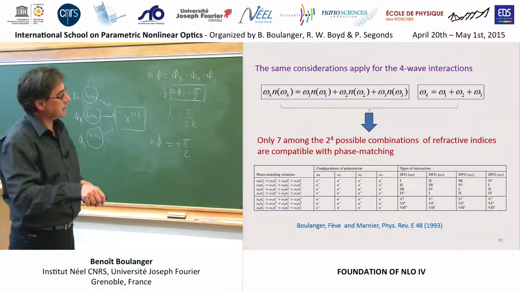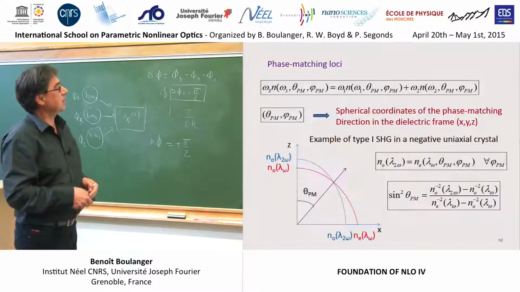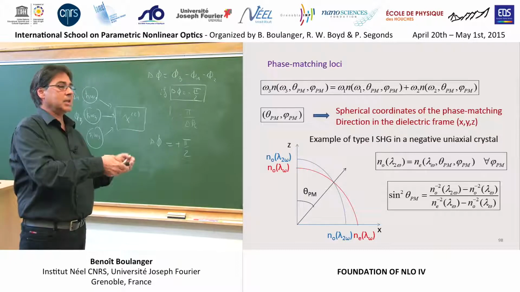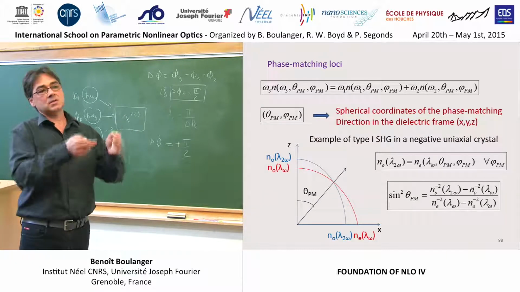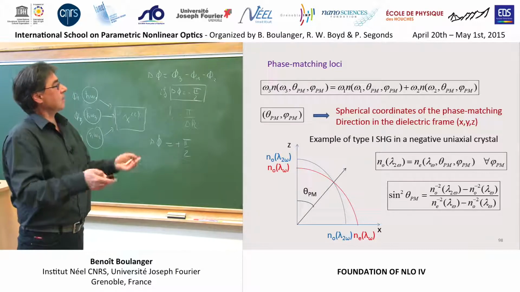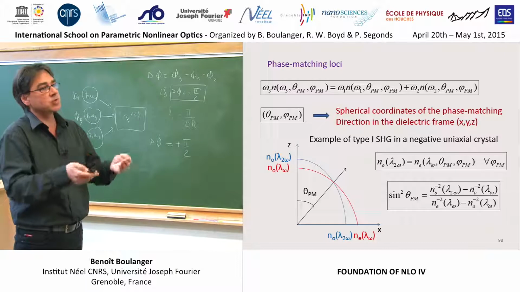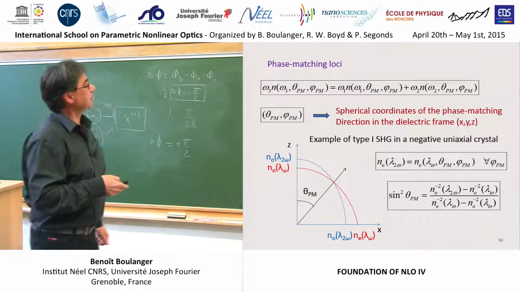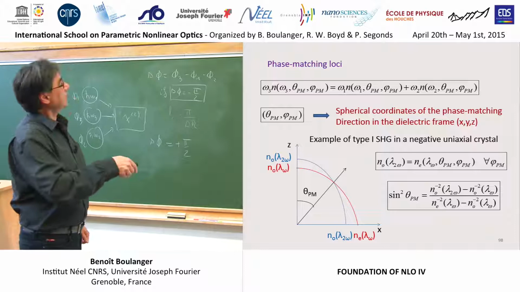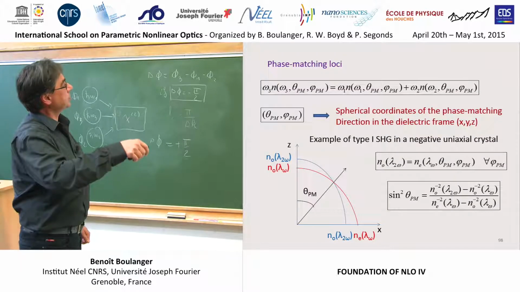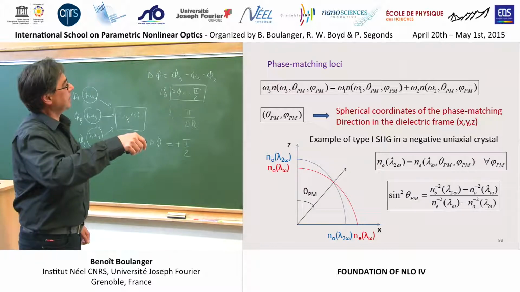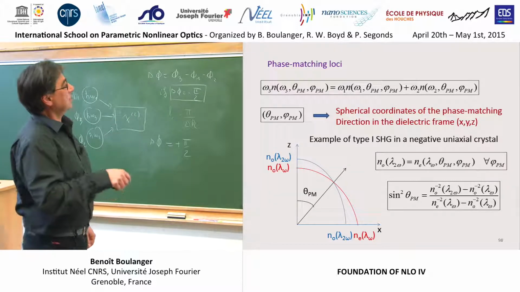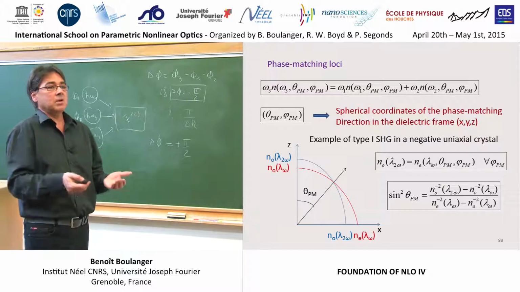So you can find the demonstration of this in this paper. Okay, so what about phase matching loci? So now we know exactly which configuration of polarizations are compatible with phase matching, but now what is the angular distribution of the phase matching directions? And so in the writing now I introduce theta pm and phi pm, the angles or spherical coordinates of the phase matching directions. And so the goal now is to calculate the phase matching angle.